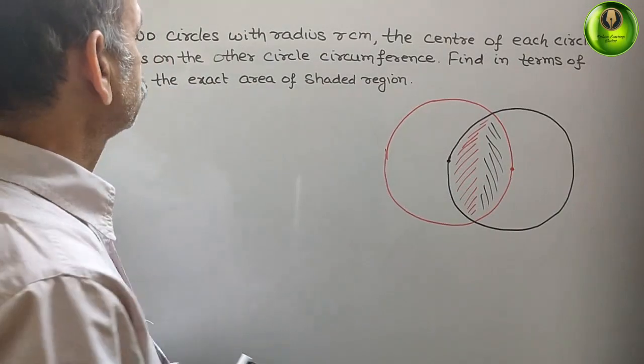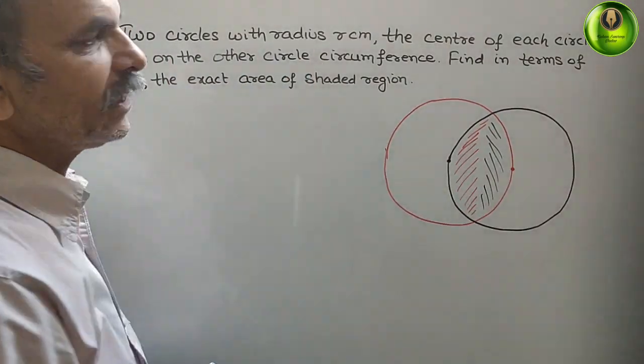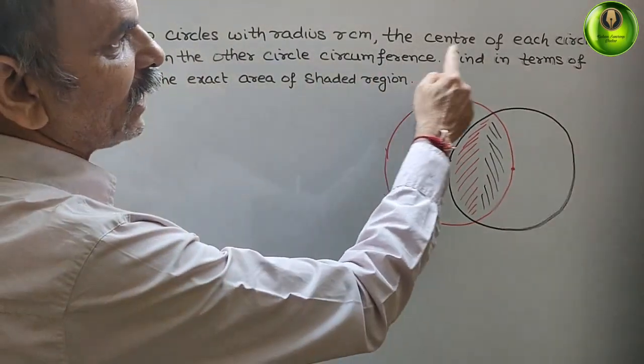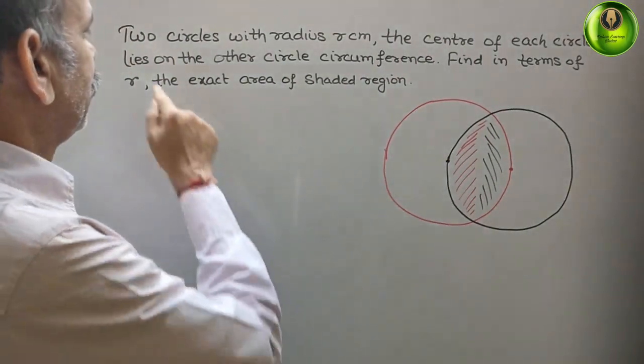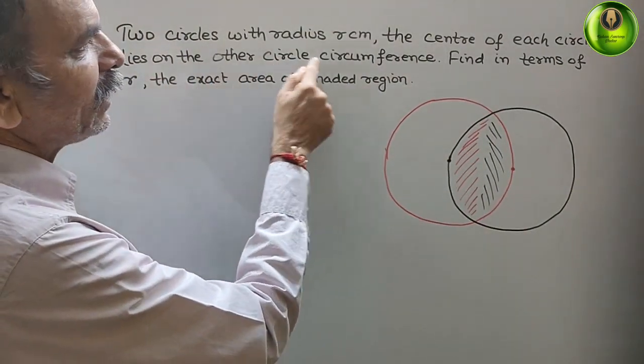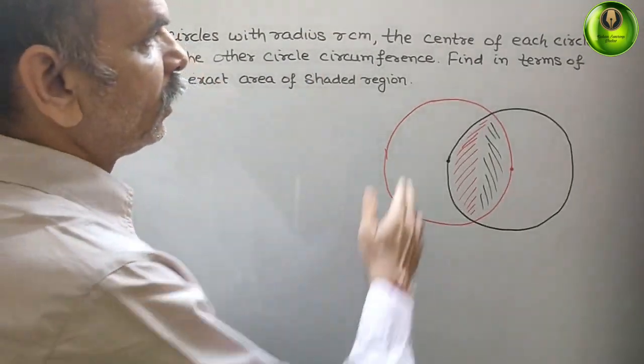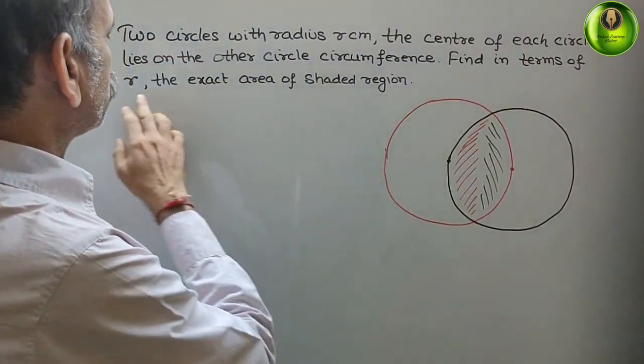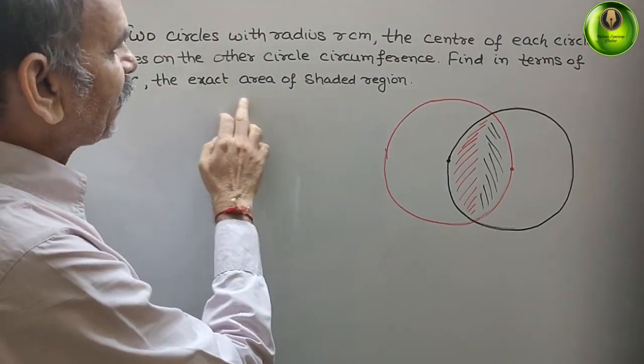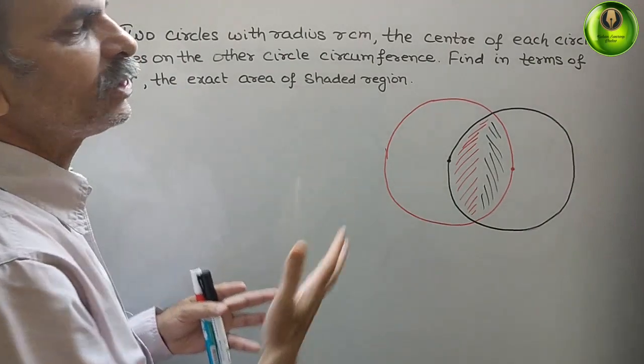Your question is: two circles with radius r centimeter. The center of each circle lies on the other circle's circumference. Find in terms of r the exact area of the shaded region.